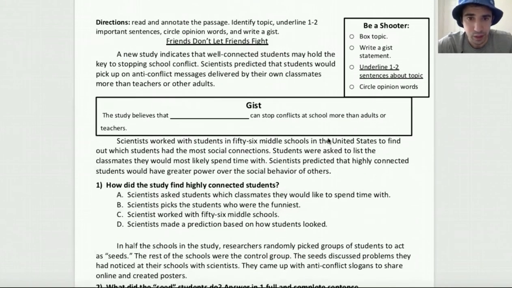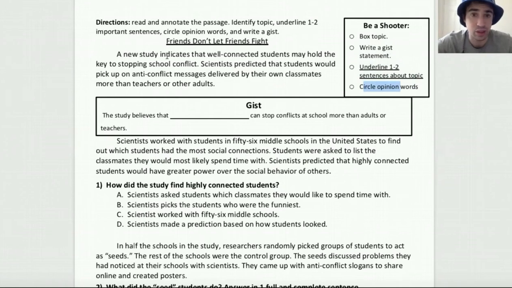Now, we're reading a text called Friends Don't Let Friends Fight. I'm going to make sure I remember that friends and fighting is in the title since we can't annotate. We're going to make sure that we're keeping in mind the topic, we're writing a gist, we're underlining or keeping in our head 1 to 2 important sentences, and we're thinking about any opinion words.